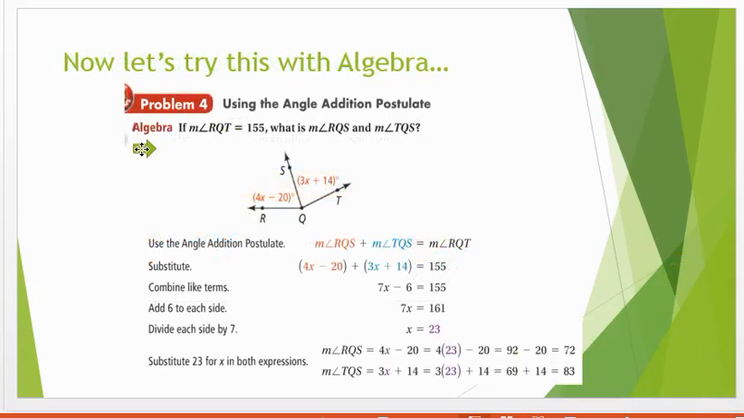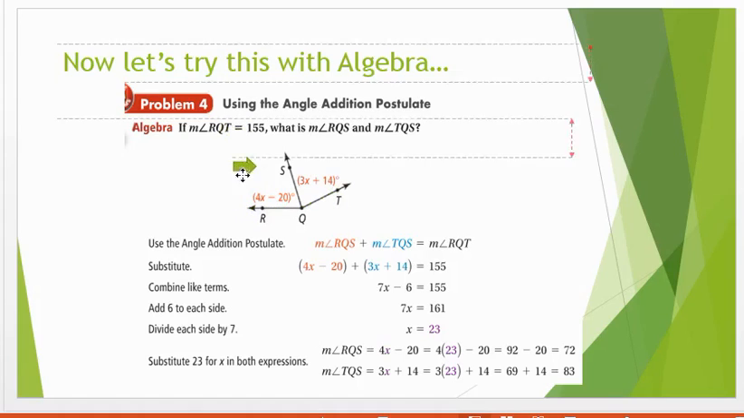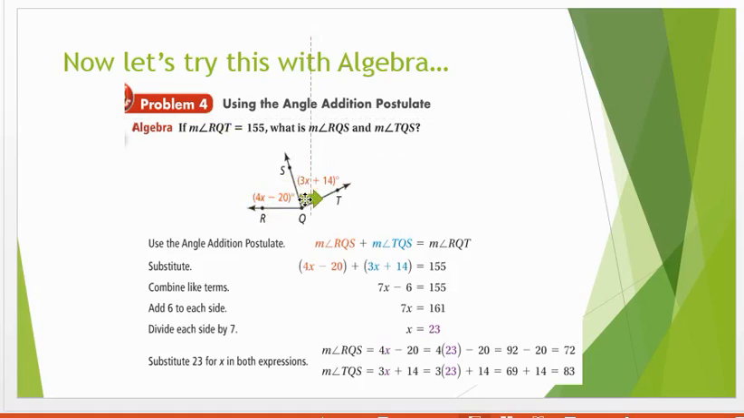Okay, now we're going to try this with algebra. Here is our problem. If the measure of angle RQT, this is our large outside angle, is 155, we know that this measure all the way around here is 155 degrees. What are the measures of these interior angles RQS and TQS?